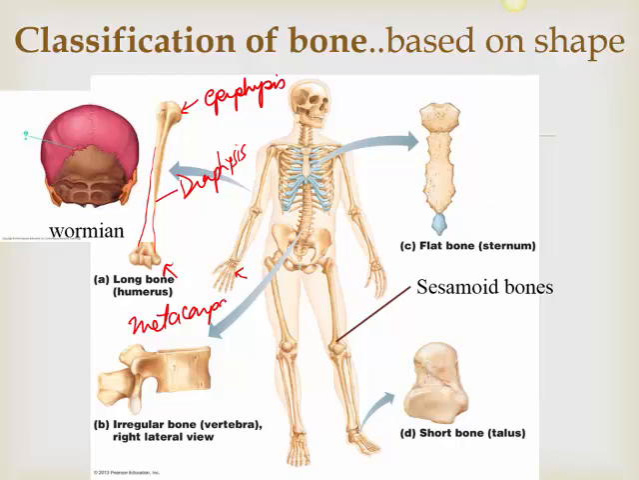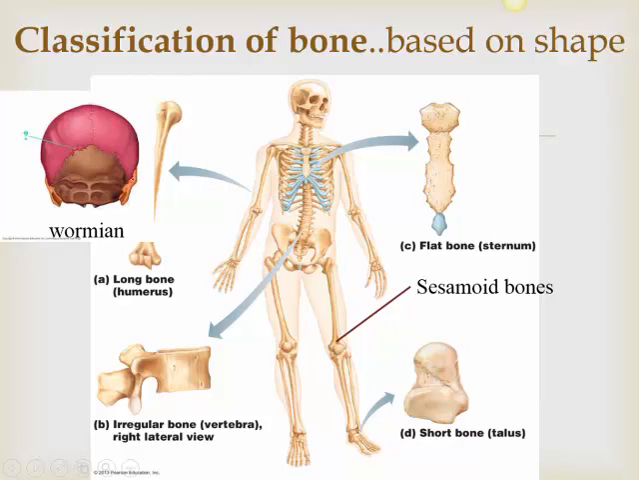Then in the foot, the same type of bones are known as metatarsals. And of course the femur, the tibia and the fibula. So all the bones of your limbs, most of the bones, not all, most of the bones of your limbs are examples of a long bone.